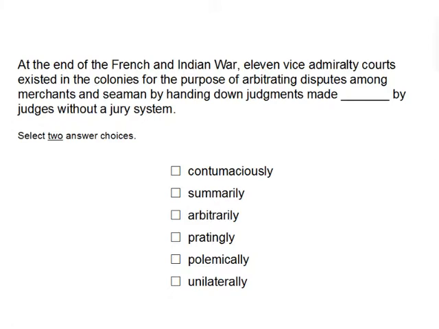The courts existed for arbitrating disputes and for handing down judgments made blank in some fashion by judges without a jury system. And it turns out that this without a jury system is our best clue here as to the meaning of the blank. So, in my own fill-in, I just kind of say without a jury. So judgments made without a jury by judges without a jury. It's recycling, and it works. Or you could just say, in other words, made just by the judges, only by the judges. They had no jury helping them to make these decisions.